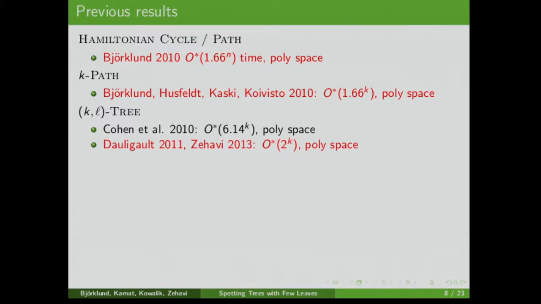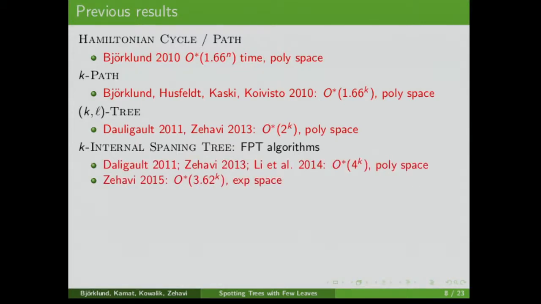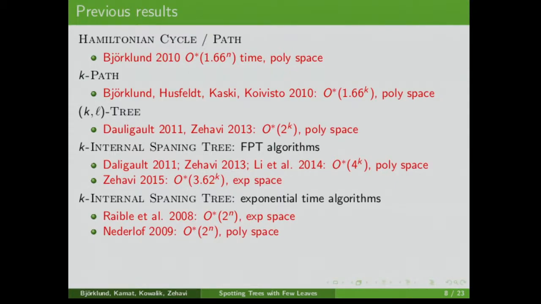All right, kl tree was not that popular. The best algorithm so far is 2 to the k in polynomial space. And for k internal spanning tree, there are a lot of results. In polynomial space, you can currently get 4 to the k, and in exponential space, slightly faster. And finally, for this problem, I also want to list exponential-time algorithms. Here, unfortunately, you only have 2 to the n.